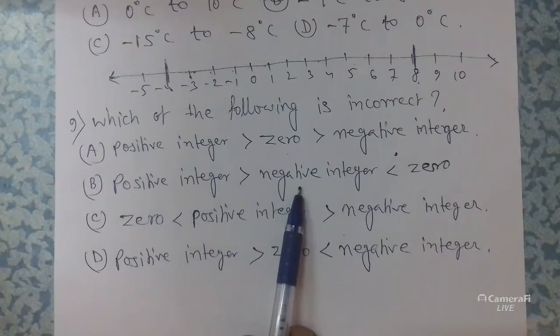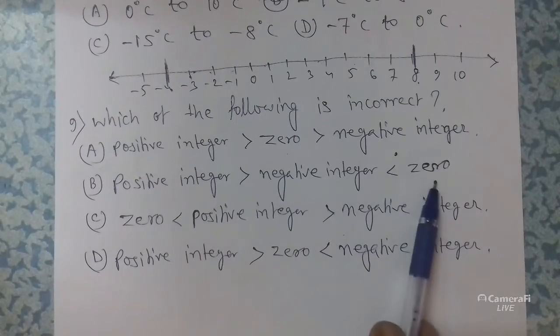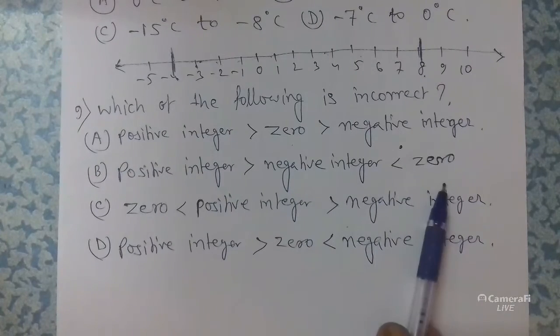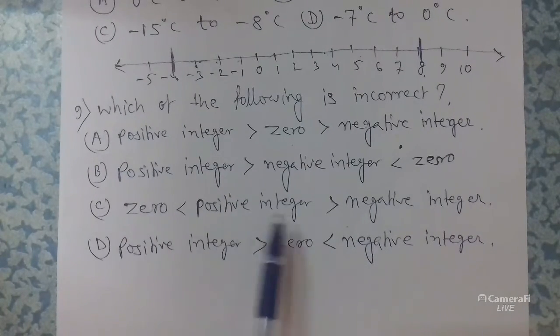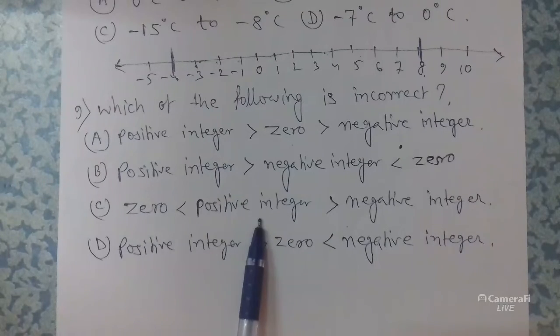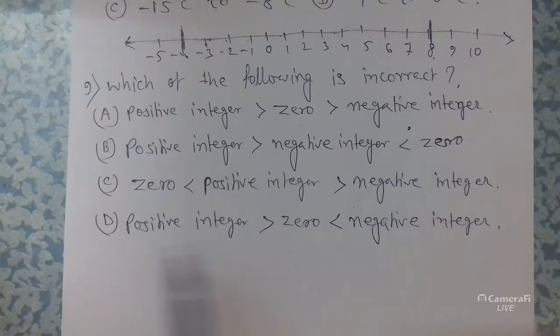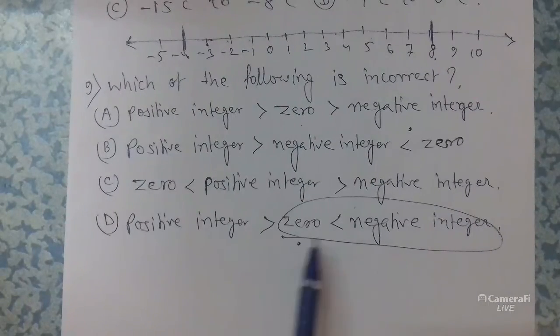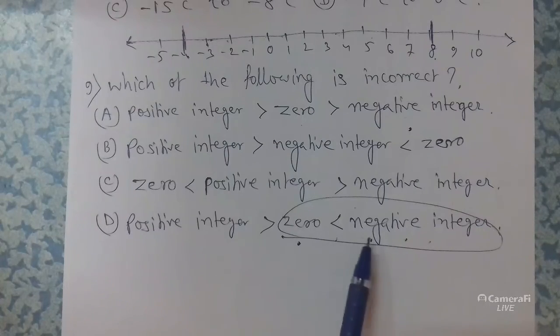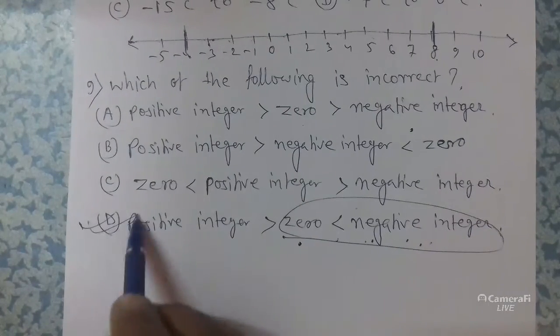Second one is positive integer is greater than negative integer. Obviously positive is greater than negative and negative is less than 0. B is also correct. C, 0 less than positive integer. Obviously 0 is less than positive integer and positive is always greater than negative. So it is also correct. So obviously D will be incorrect. Positive integer greater than 0 is correct, but 0 less than negative integer is incorrect, because 0 is always greater than negative integer. So option D is incorrect.